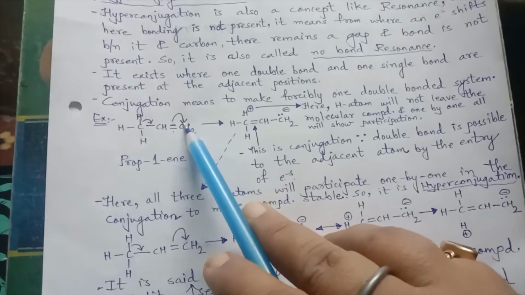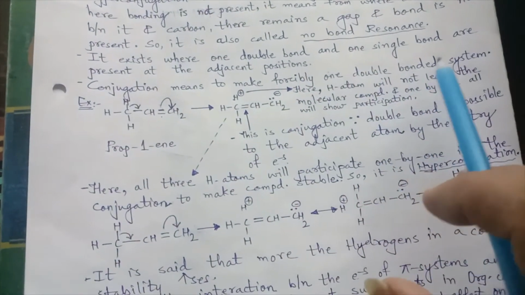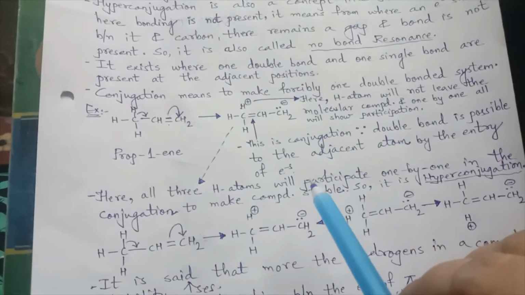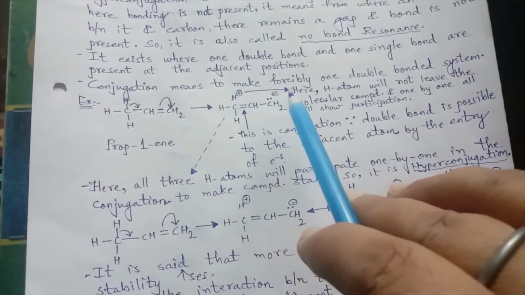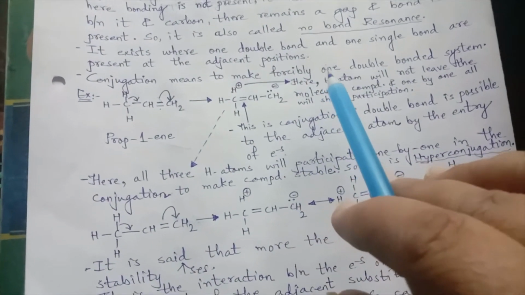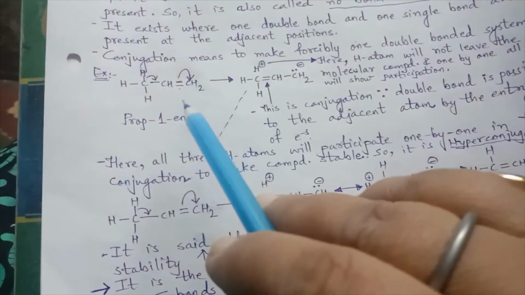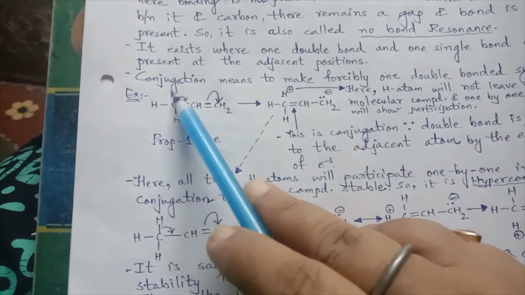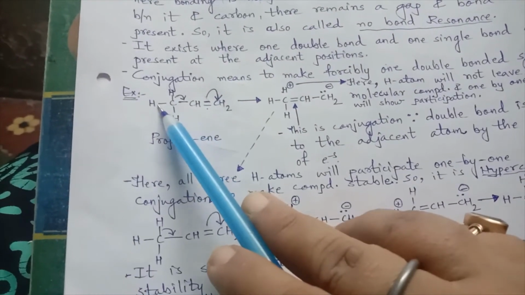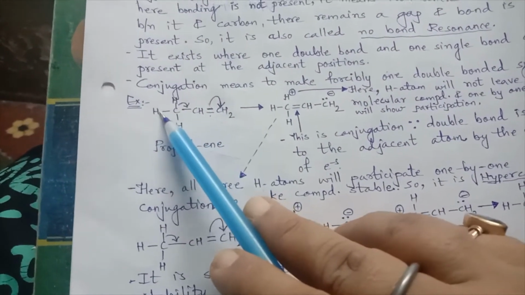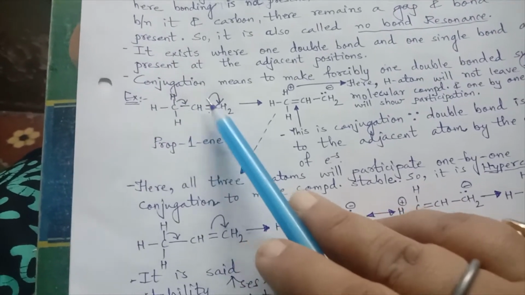What is conjugation now? Conjugation means to make forcibly one double bond system in the compound during the reaction mechanism. So conjugation is a process in which a double bond system is made forcibly. Let us see an example. Here it is CH3, CH, double bond CH2. Now see here, this is single bond, single bond, so in these two, it will not take place. But this is single and this is double, adjacent to each other.